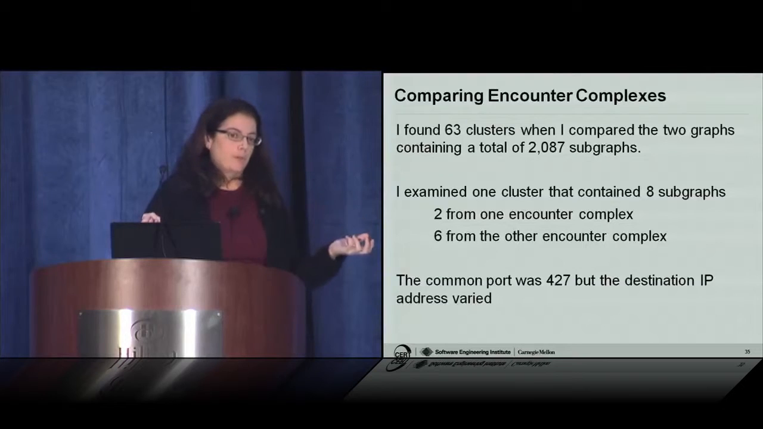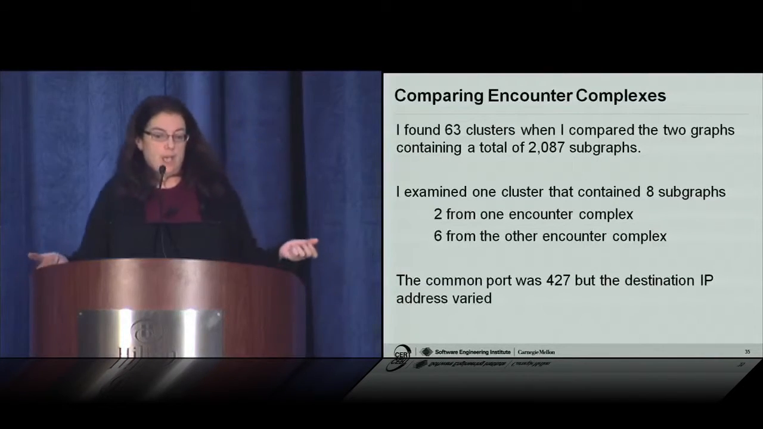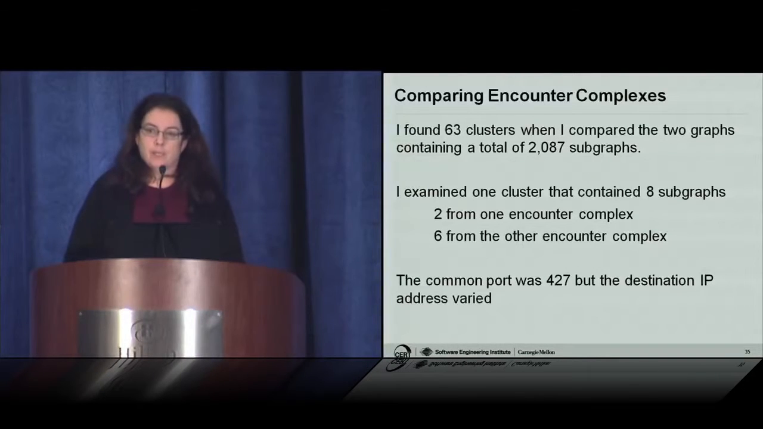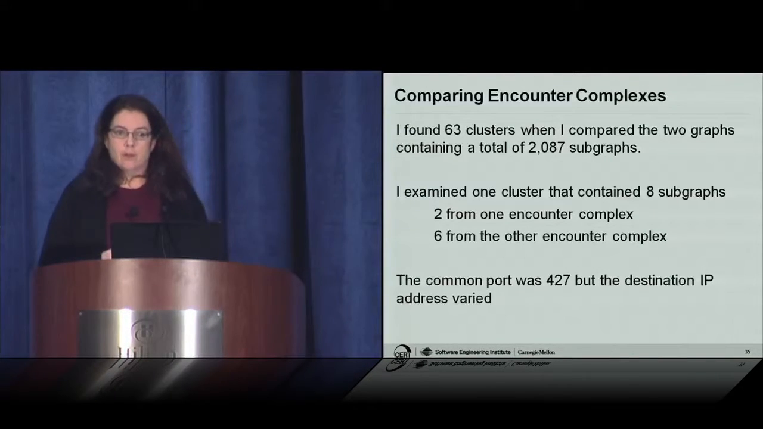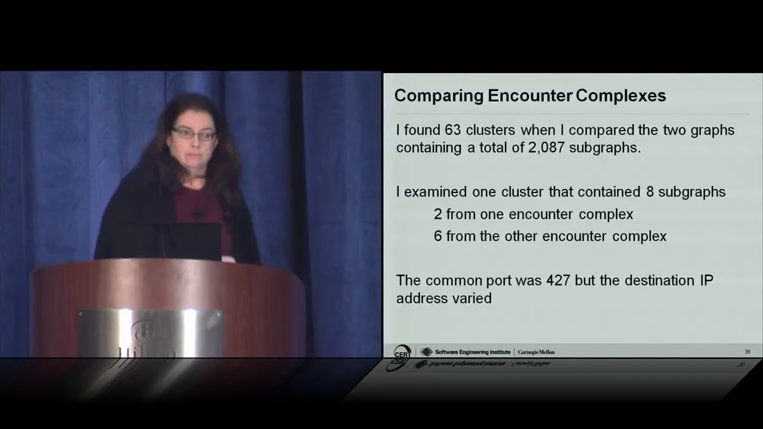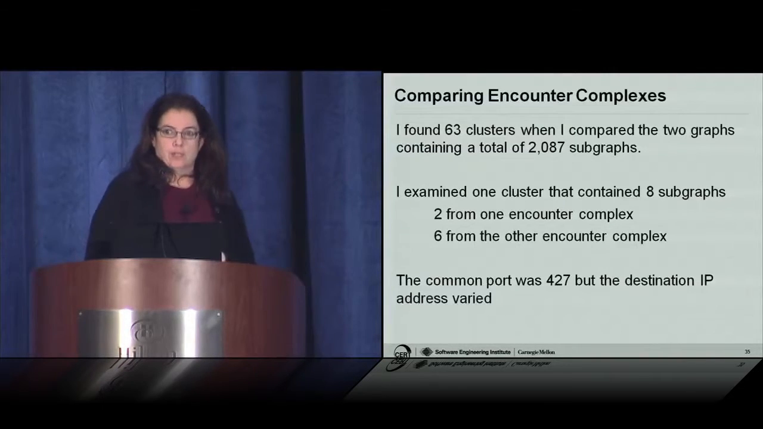And I examined one with 8 subgraphs. 2 came from one, 6 from the other, and the common port was 427, but the destination IP varied. I have no idea what port 427 does. Isn't it location or something?